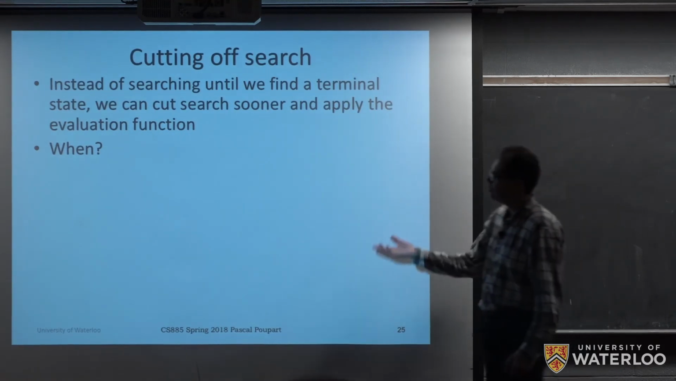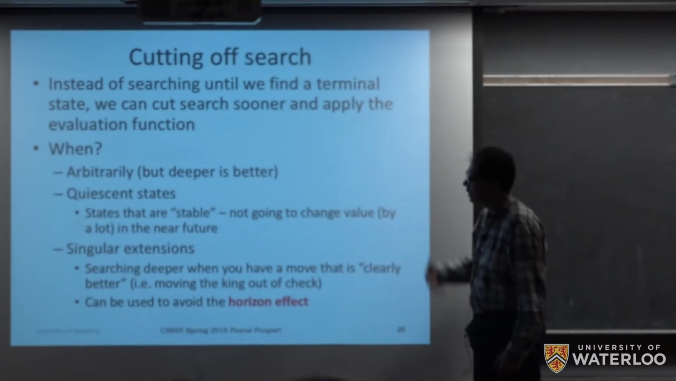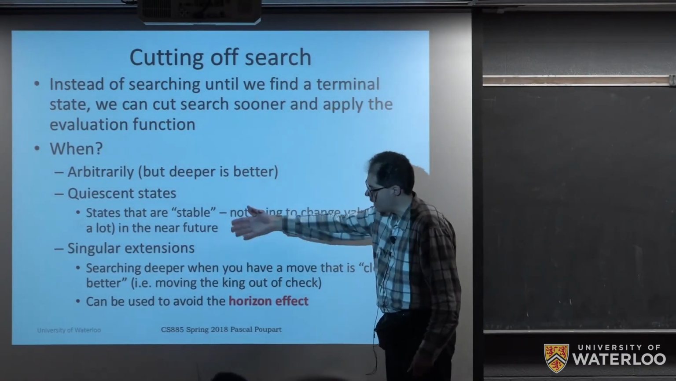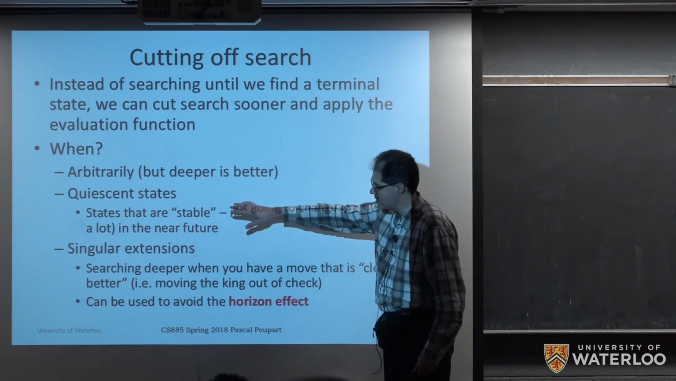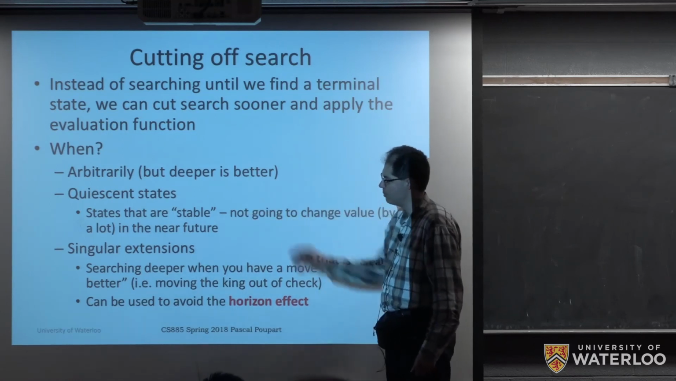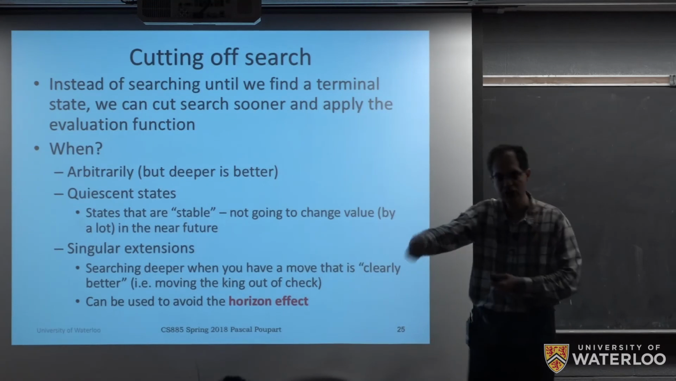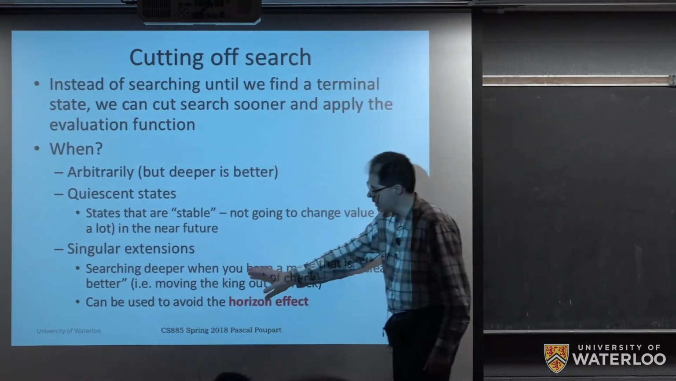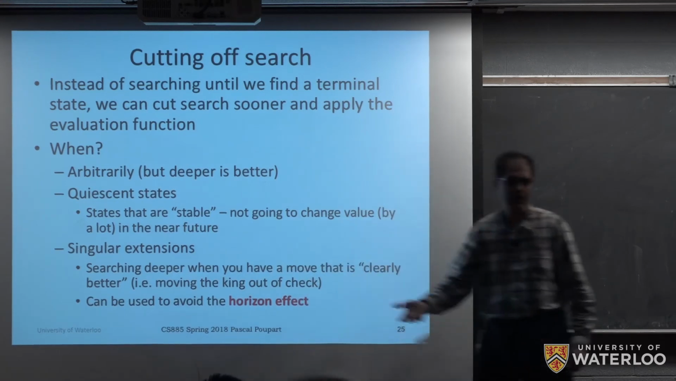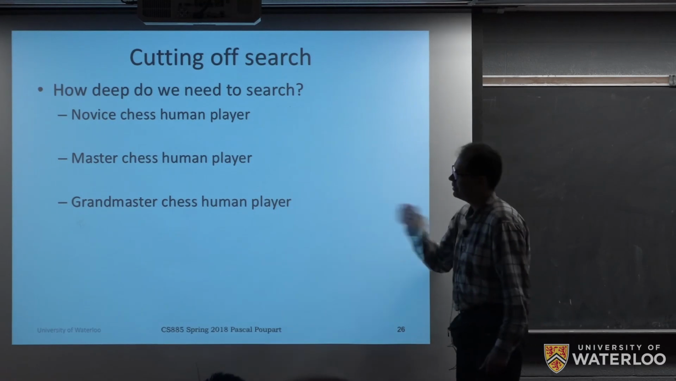Okay, so if you do this, then when should you cut the search? It depends on what state you're at. For some states that are quiescent, that are stable, you could just stop at that point because nothing's going to change further. But for other states where you expect a big change in the value, you might want to keep going deeper. The problem is that to make these decisions, often you need to have domain knowledge.